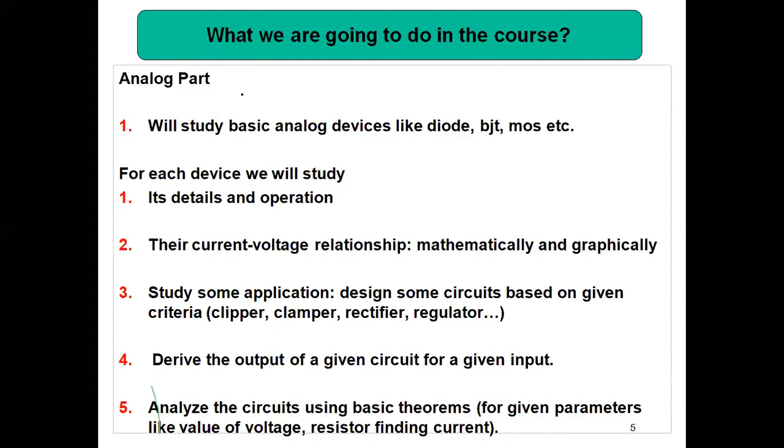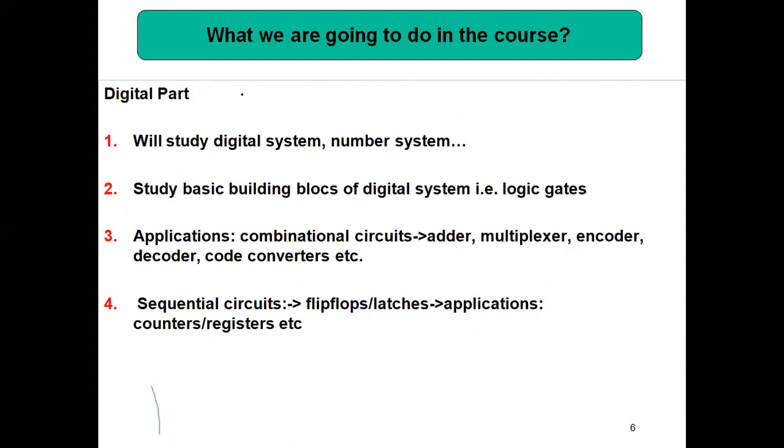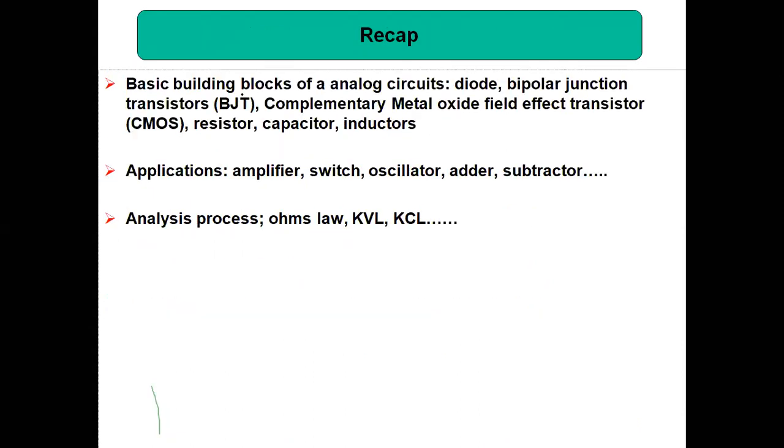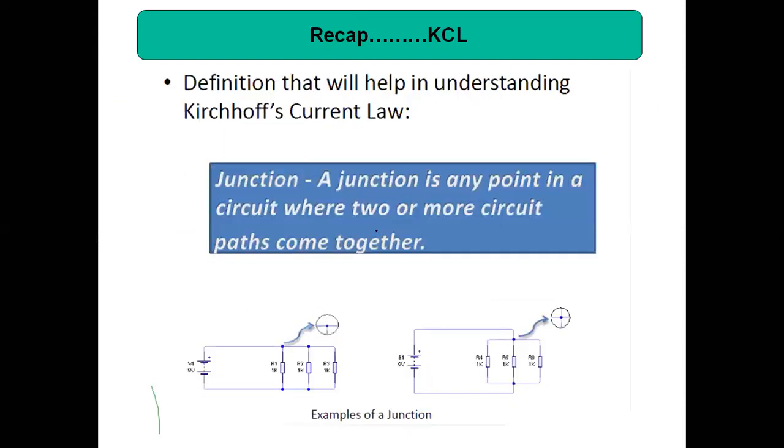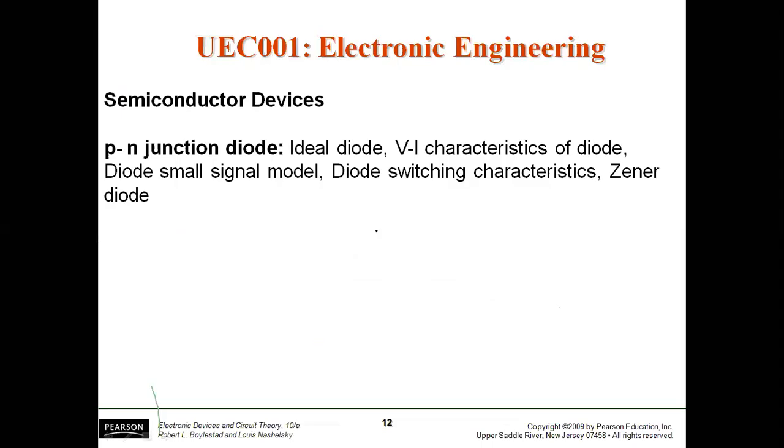Okay, all the things I have already discussed: what we are going to do in the analog part, what we are going to do in the digital part, and I recapped basic network theorems, that are KCL, KVL, and then this is our first unit, that is PN junction diode. So in this we have to study the ideal diode, VI characteristic, its small signal model, its switching characteristics, and Zener diode.